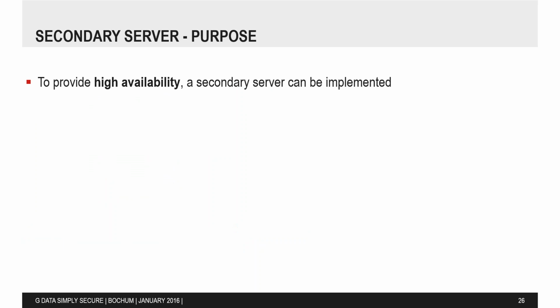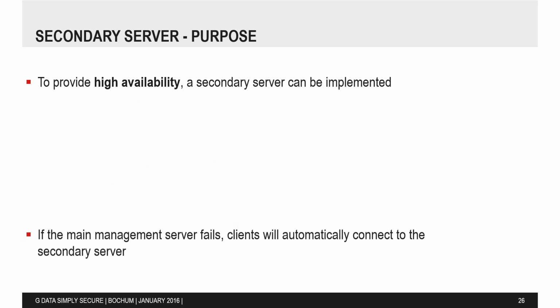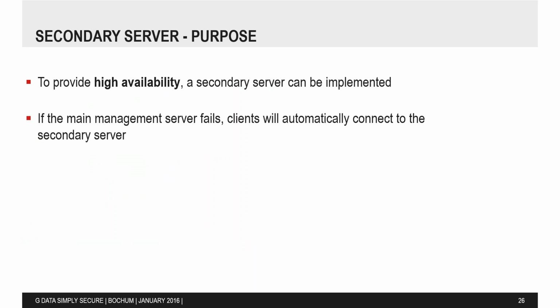So the next thing we go on to is the secondary server and the purpose of this secondary server. The only purpose really is to provide high availability. So if at any time that main management server fails, the clients will automatically connect to that secondary server after 1 hour. So 1 hour of no connection to that main management server, they will move to the secondary server.